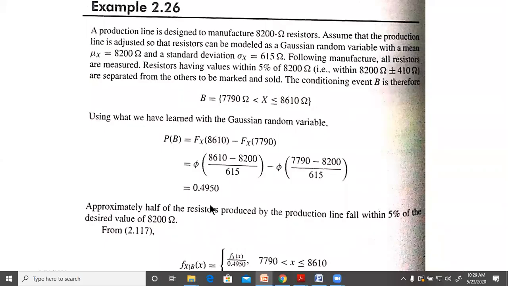So approximately half of the resistors produced, that is approximately equal to 0.5, or 50%, and hence it is mentioned over here that approximately half of the resistors produced by the production line fall within 5% of the desired value of 8,200. So the conditional probability density function will be f_X(x) divided by 0.4950, that is P(B), in the range 7,790 less than x less than 8,610, and 0 otherwise.